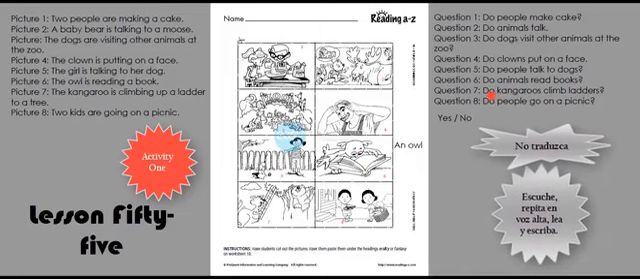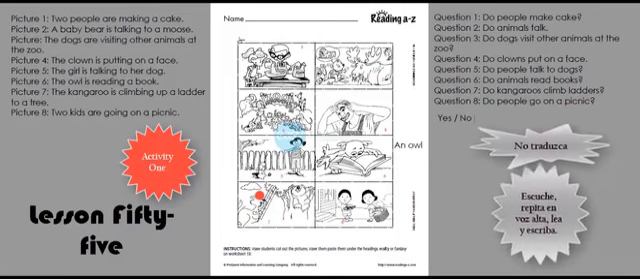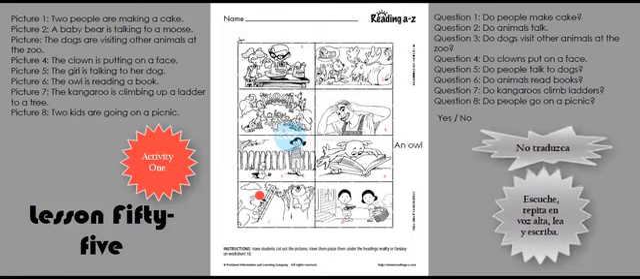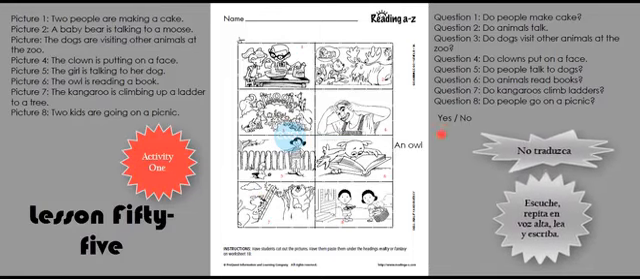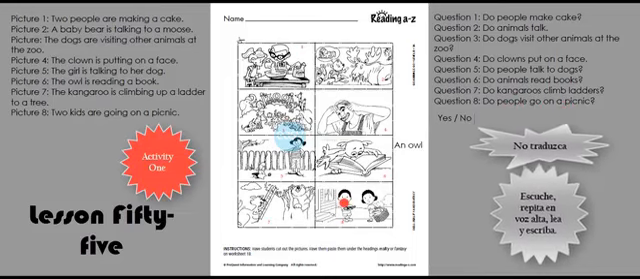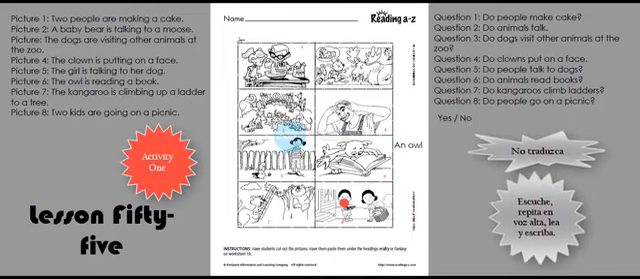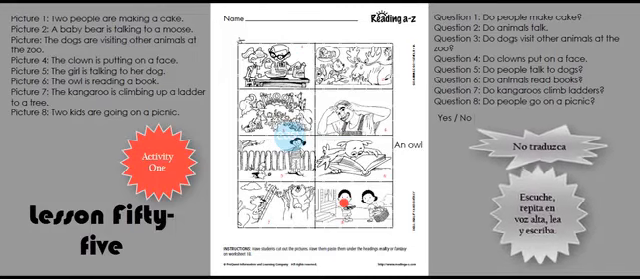Question 7. Do kangaroos climb ladders? Here, a kangaroo is climbing a ladder. Do kangaroos climb ladders to a tree? My answer is no. And question 8. Do people go on a picnic? Here, 2 people are going on a picnic. Do people go on a picnic? My answer is yes.